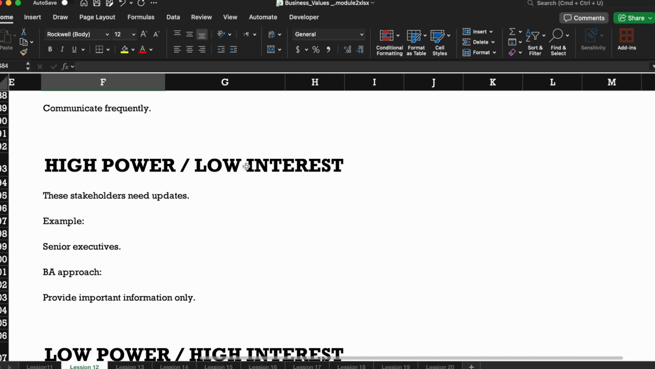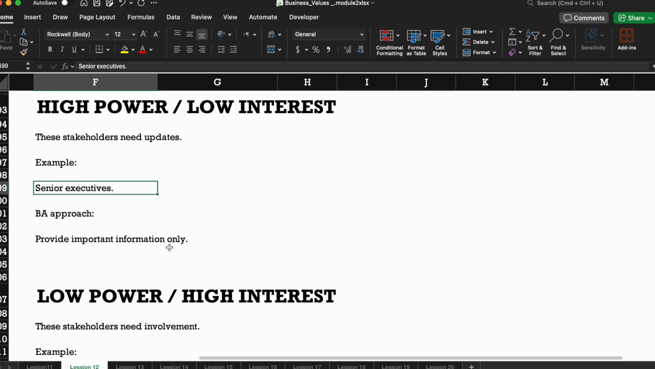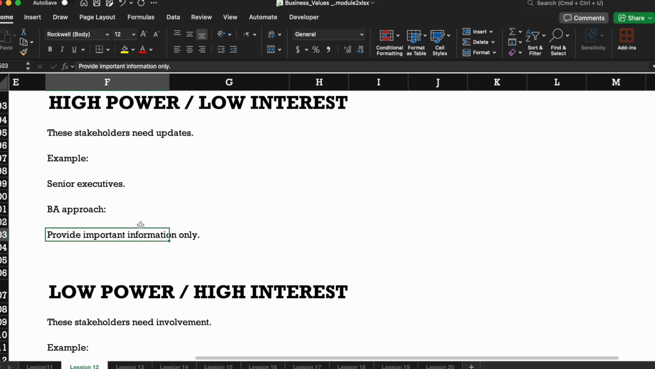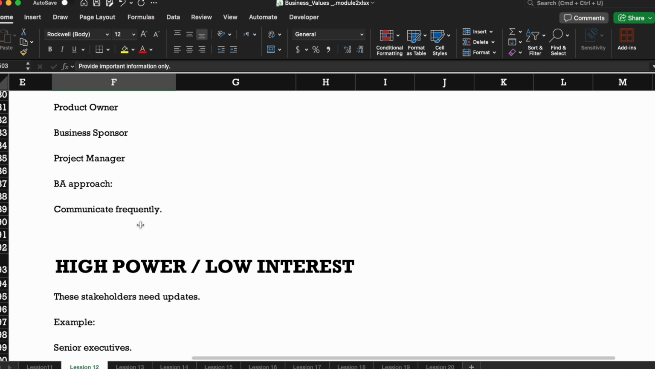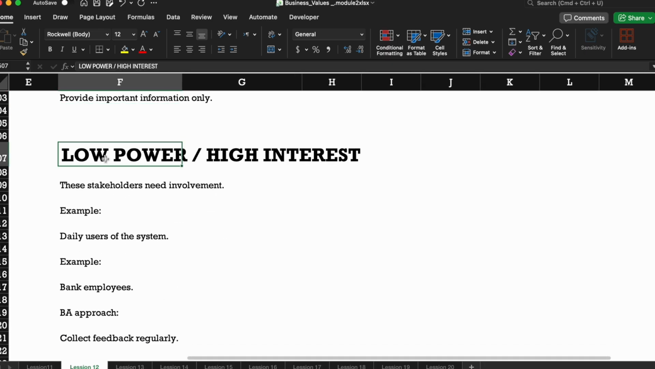High power but low interest. These stakeholders need updates. Senior executives, the approach is to provide important information. So if directors, VPs are involved, these people are high power but low interest on the project. You just need to provide important information only, right? That's the key part of your business communication as a BA: to whom, what information needs to be given.